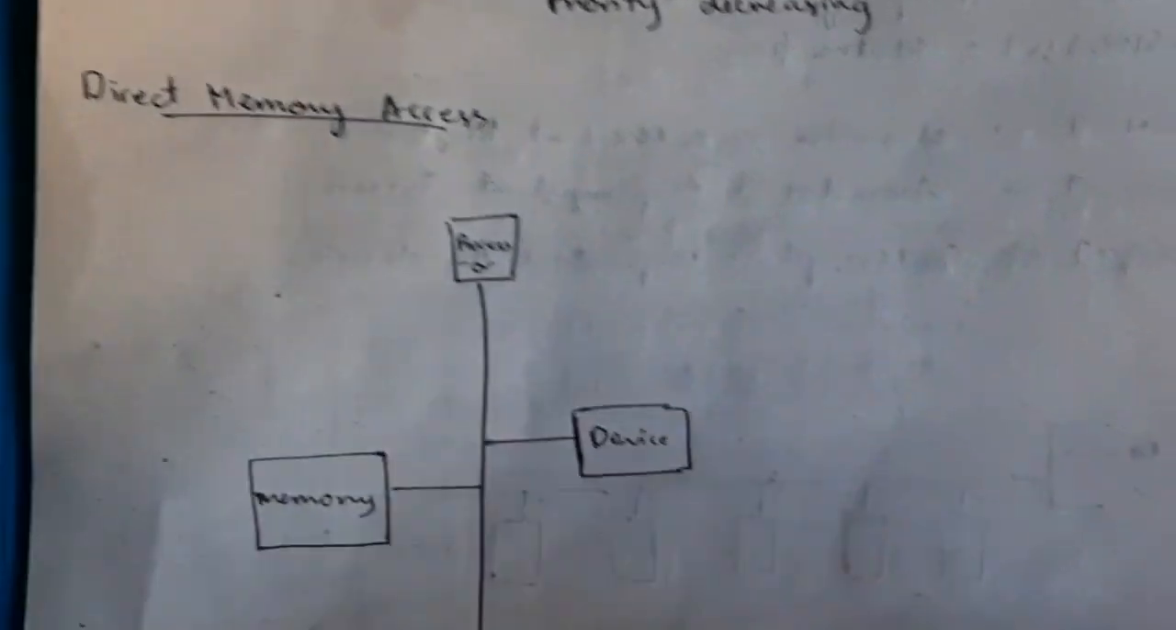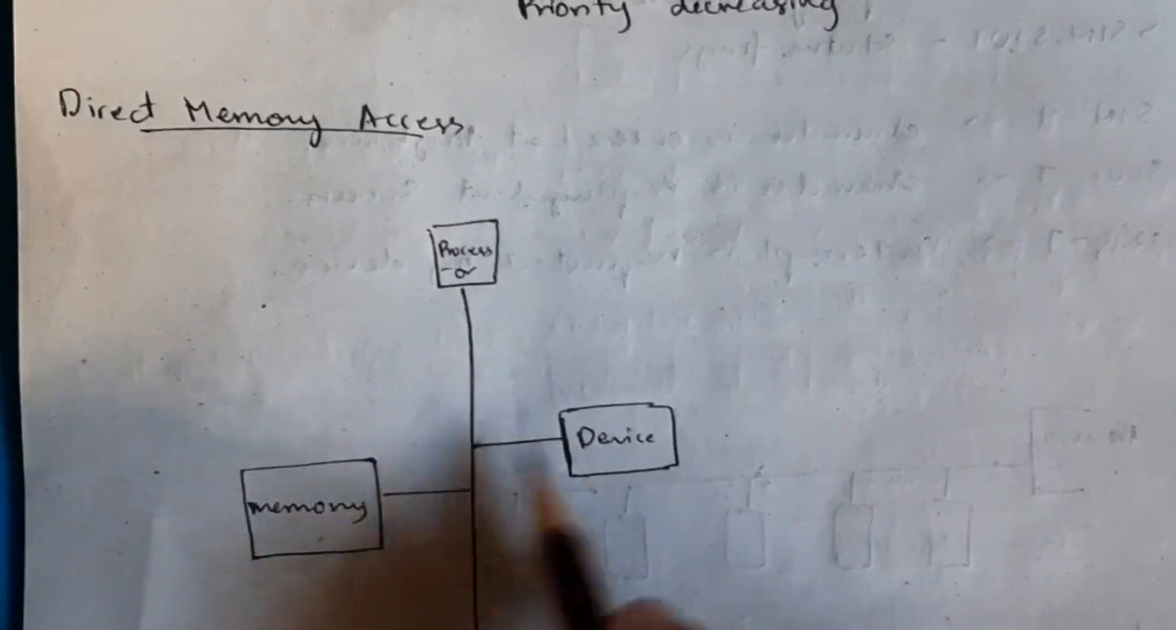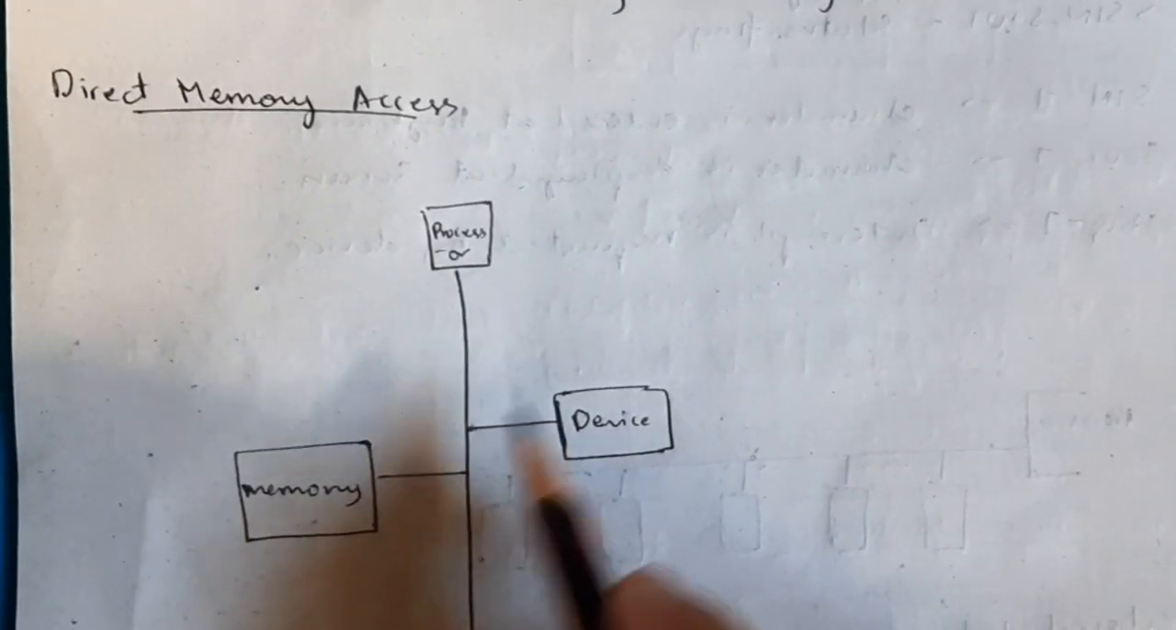In direct memory access, you will have the memory and the device connected directly, and the processor having some control over the memory and the device, but much less as compared to the other techniques.